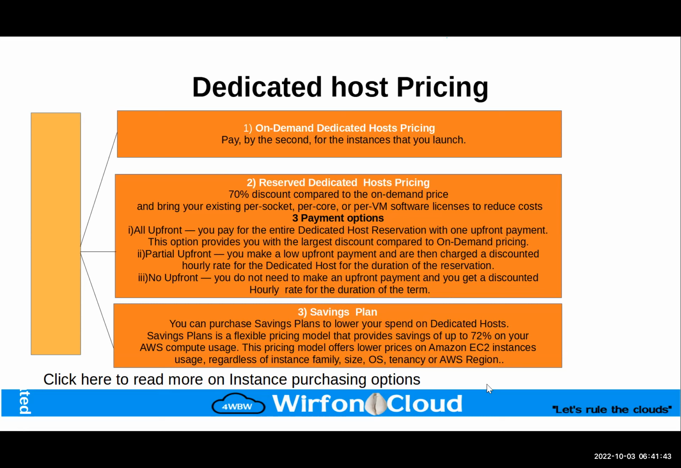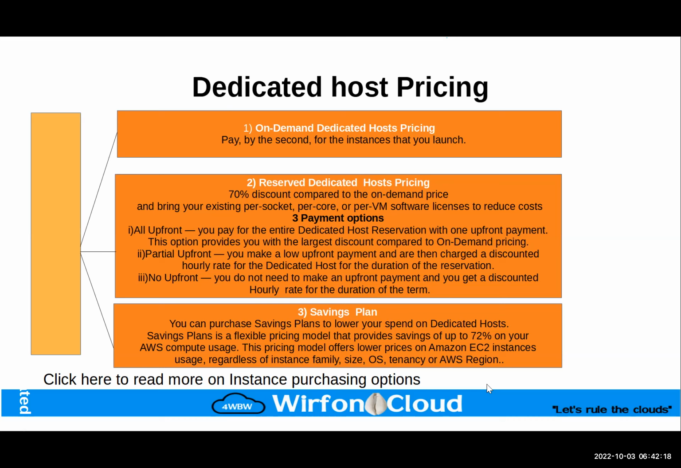Then you have the dedicated host pricing. For on-demand dedicated host pricing, you pay by the second for the instances that you launch. Then you have the reserved dedicated host pricing. You get at least a 70% discount compared to on-demand. This is when you bring your own existing per-socket, per-core, or per-virtual-machine software licenses to reduce cost. And there are 3 payment options: all upfront, partial upfront, and no upfront.